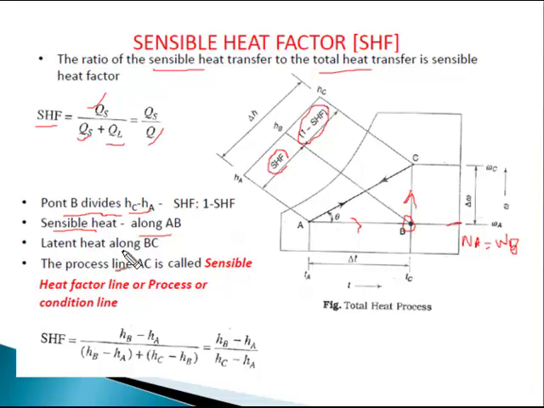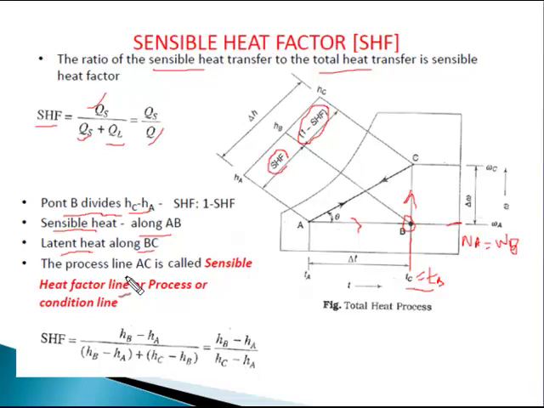Latent heat occurs along BC, because we know that during the latent heat process the dry bulb temperature will be constant. So here Tc is equal to Tb. At this time the temperature is constant, only water will evaporate by absorbing the heat. So this heat is known as the latent heat.